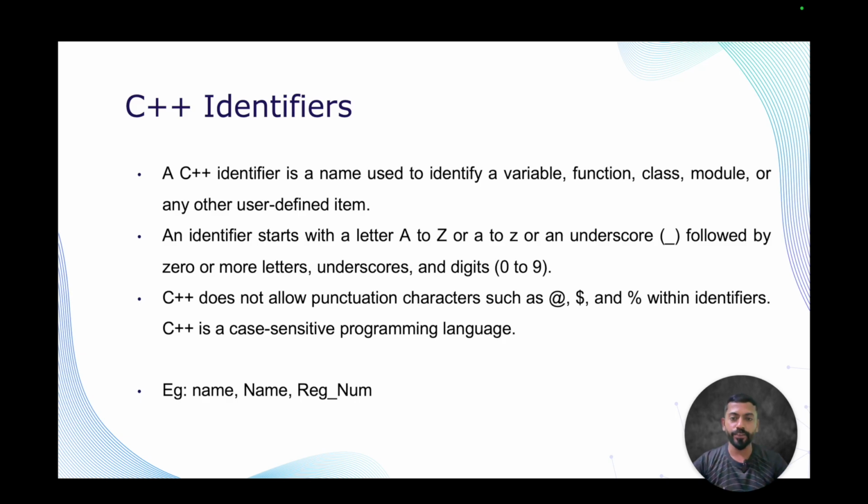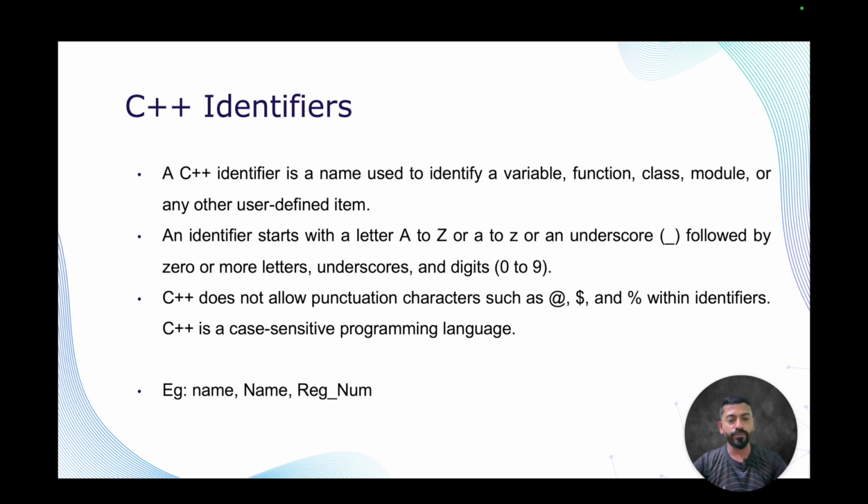C++ identifier. An identifier is used to identify values with the help of their names. So any kind of names we give in the computer are called identifiers. Like class names, variable names, function names, module names, variable declaration names. Wherever we store anything on the computer, the value should be identified by its name. So that is what we use identifiers for.